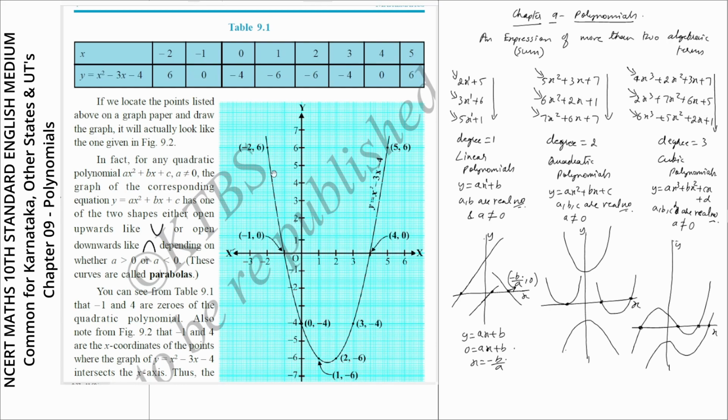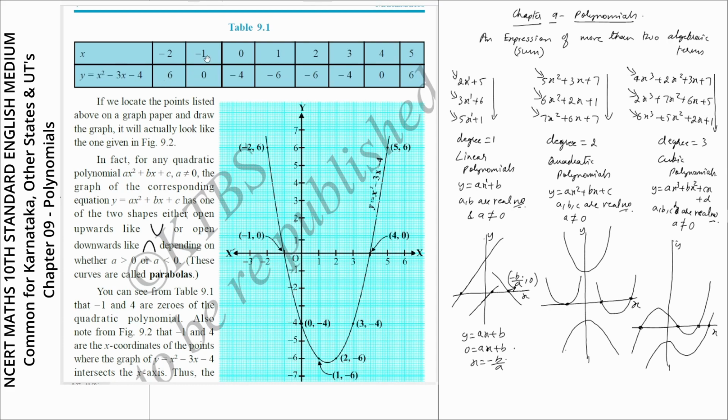In a linear equation, only 2 points are enough to draw the line. But in a quadratic polynomial, we need to get many values like this. So for x they have given arbitrary values of minus 2, minus 1, 0, 1, 2, 3, 4, 5, and the corresponding values of y they have found. First they substituted x is equal to minus 2: minus 2 the whole square minus 3 into minus 2 minus 4, which is 4 plus 6 minus 4. When we solve this, we get 6.